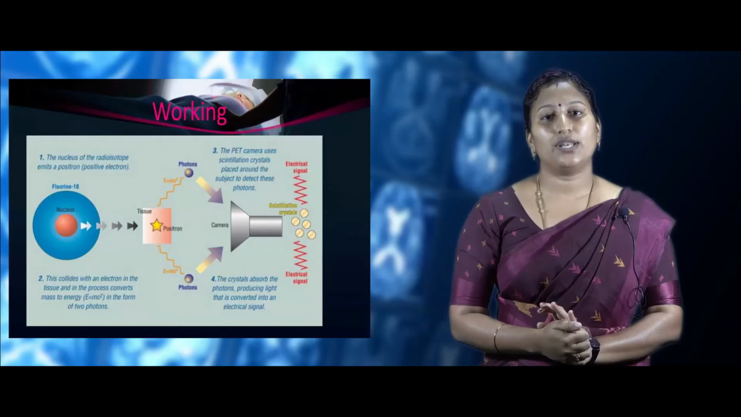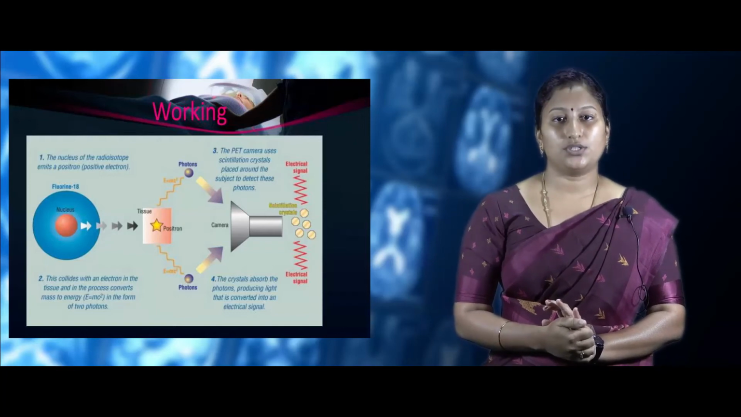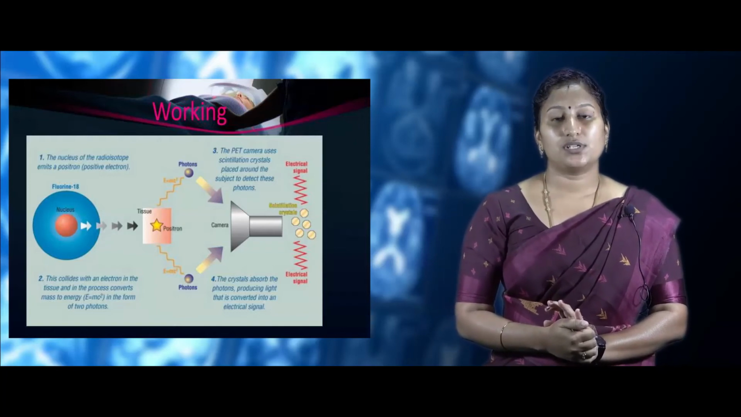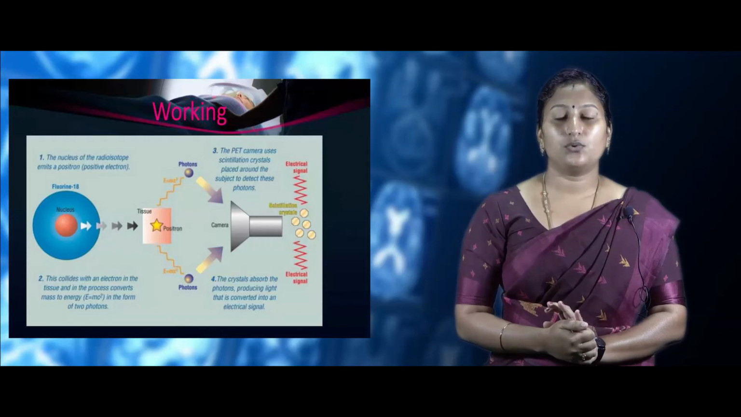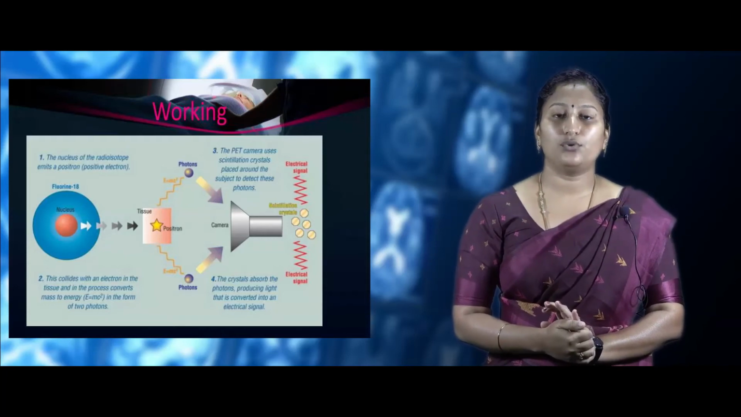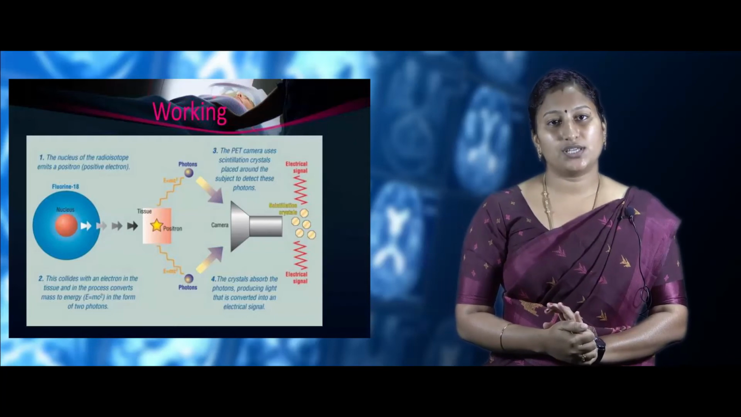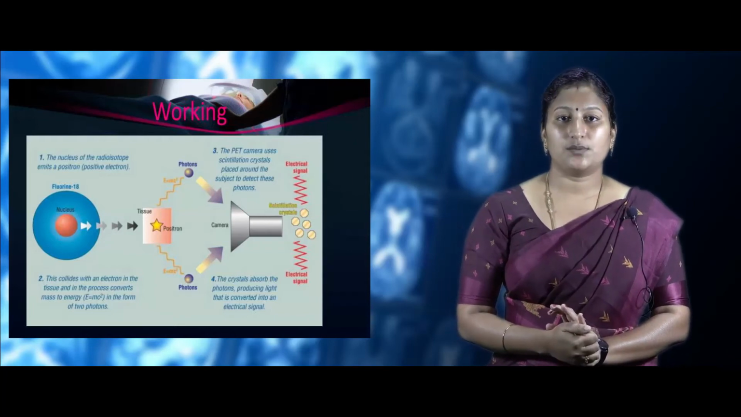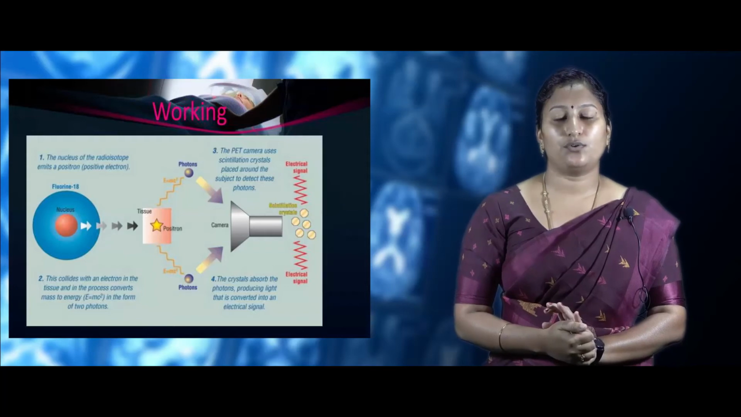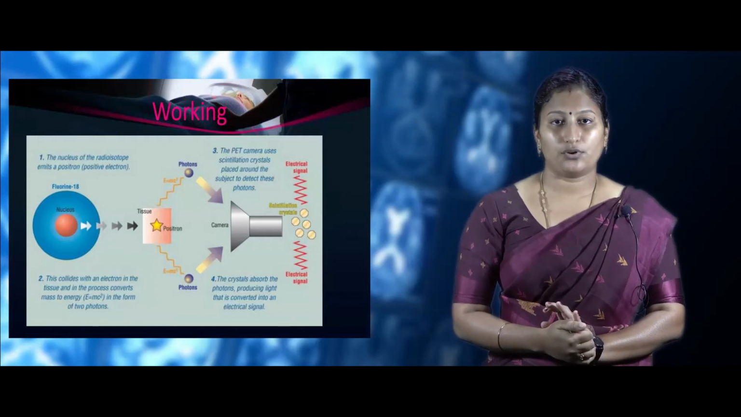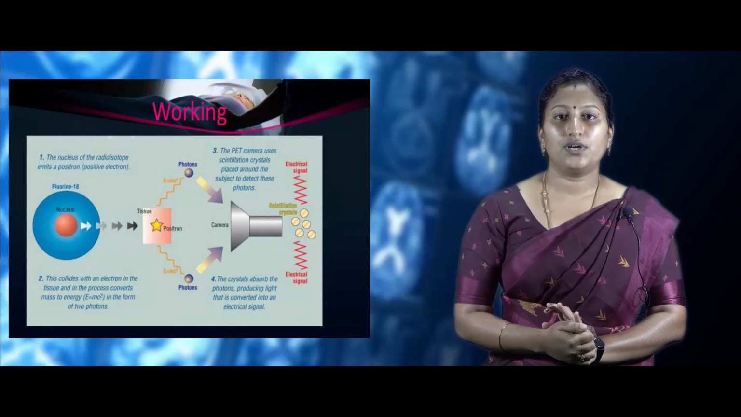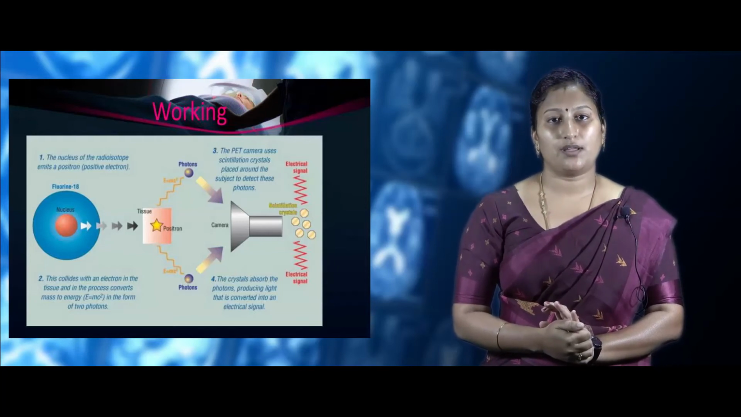This in turn collides with an electron in the tissue, and in the process converts mass into energy in the form of two photons. The PET scanner, with scintillation crystals placed around the subject, observes these photons. The observed photons are in turn converted into electrical signals by the scintillation camera.